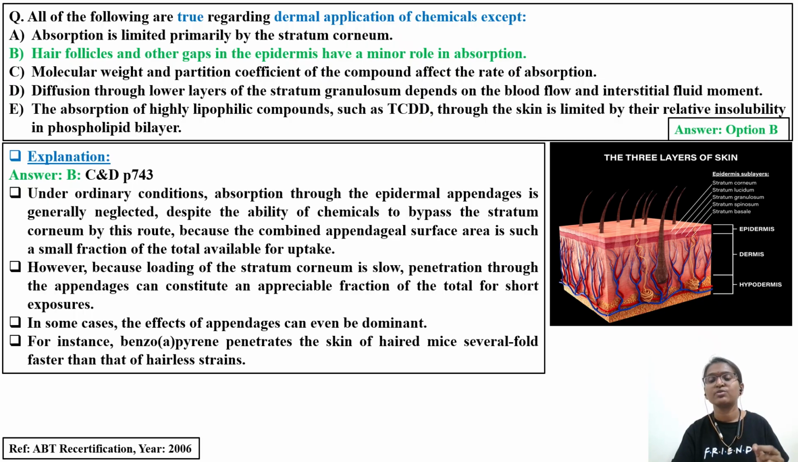For instance, if you look into benzo[a]pyrene, you will be getting this in your exam. This example penetrates the skin of haired mice severalfold faster than hairless ones. Okay, that is the reason we are discussing hair. Hair follicles and other gaps in the epidermis have a minor role in absorption. So how they have a role in absorption, that explanation is given here.